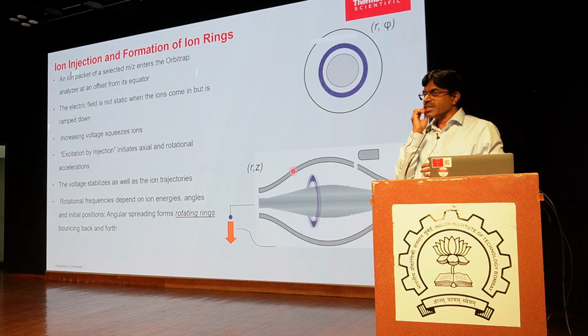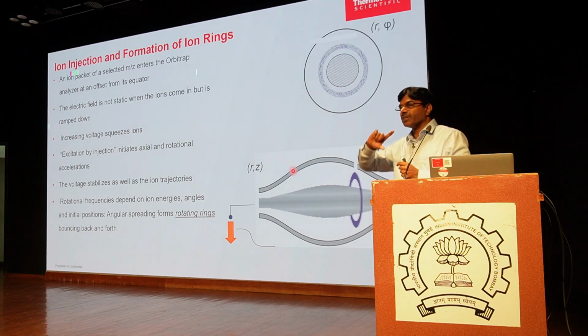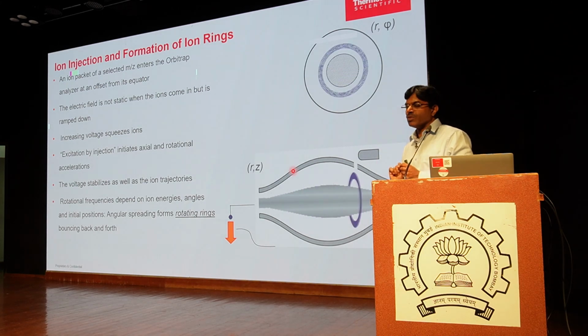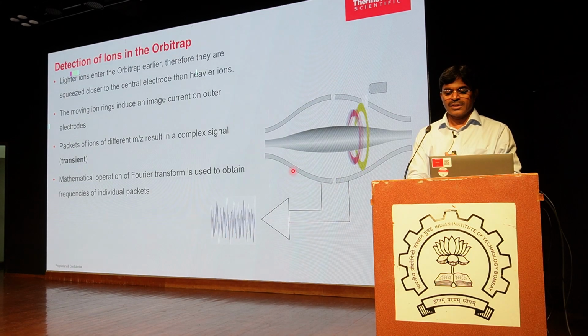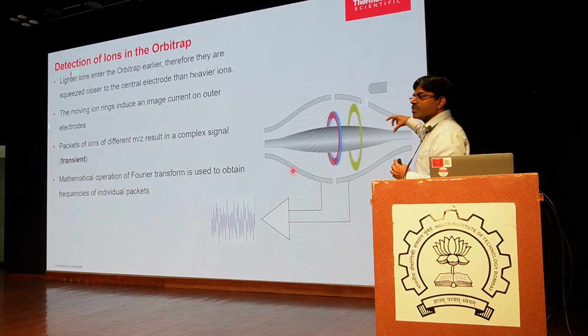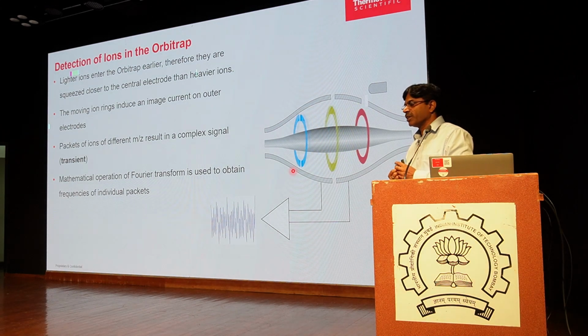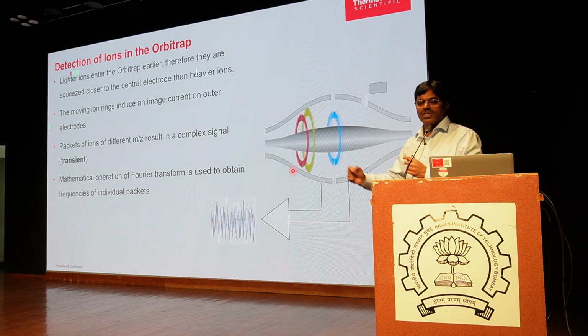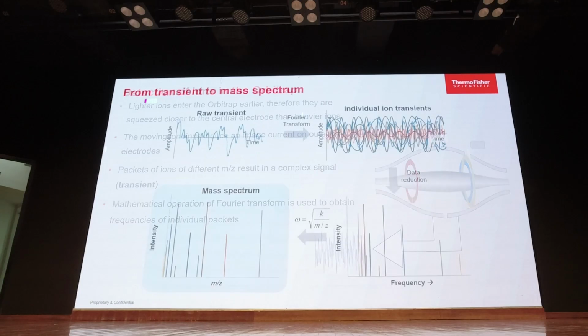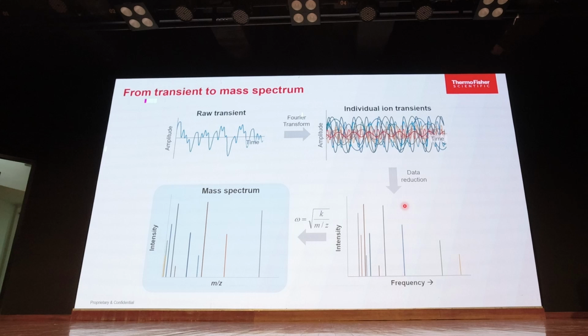This image current is a function in the time domain, and it matches this oscillation frequency. You can see the different rings start oscillating. Each of these rings induces an image current, and it is matching with this oscillation frequency. And this frequency is related to its mass. So we get a combination of ions, a lot of ions oscillating. We get a bunch of transients, but it's a mixture of all the different ions.